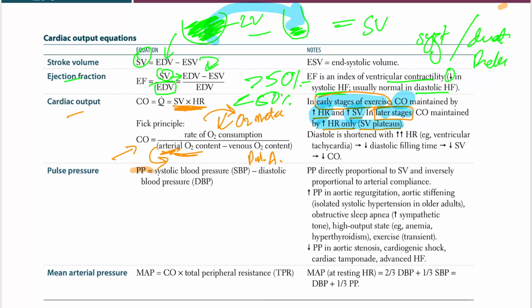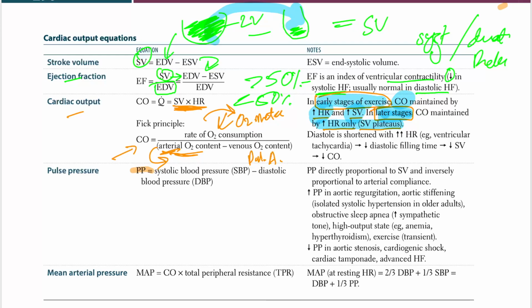Okay. So to remember this, when somebody's exercising, you don't think about stroke volume. What do you think about? Heart rate. You say, oh, the person is exercising, of course he's going to have a lot of tachycardia. He's going to be having increase in heart rate. So in later stages, you just have increase in heart rate, while in early stages you have increase in heart rate and increase in stroke volume.